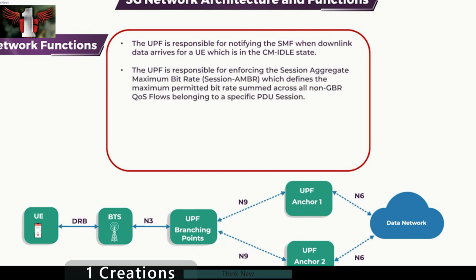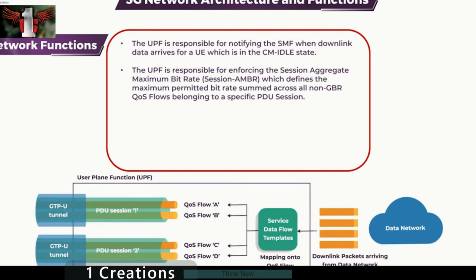The UPF is responsible for enforcing the session aggregate maximum bit rate, which defines the maximum permitted bit rate summed across all non-GBR QoS flows belonging to a specific PDU session. The UPF receives the session AMBR from the SMF during the setup of the PDU session. The SMF obtains it from the policy control function, PCF.